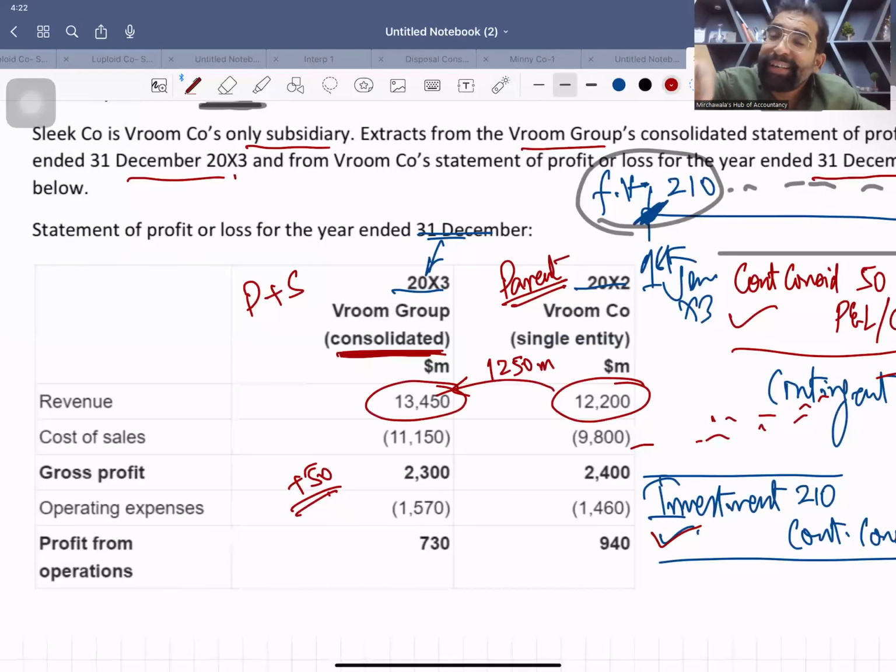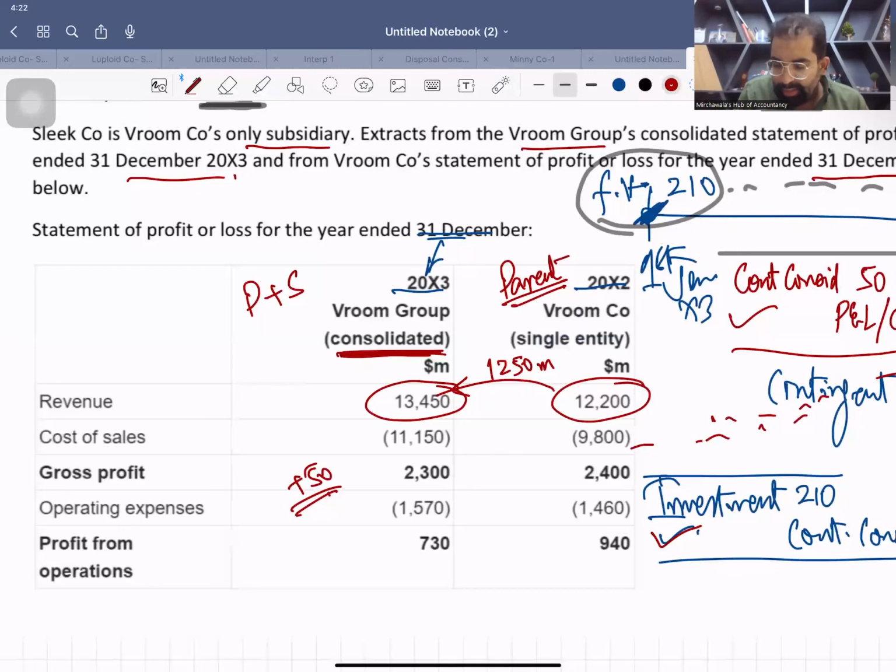But do remember, this 1250 increase also includes the subsidiary element, because in 2003 it's P plus S. Okay, so it includes P plus S, right? So we need to remove S element from this 1250 in order to check what is the real increase of P company. Okay, this I'll be doing.